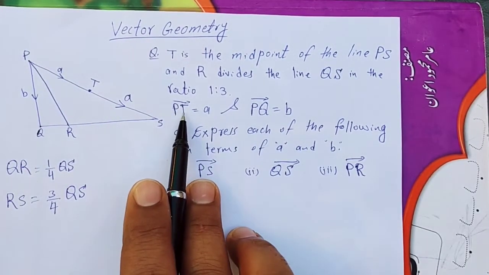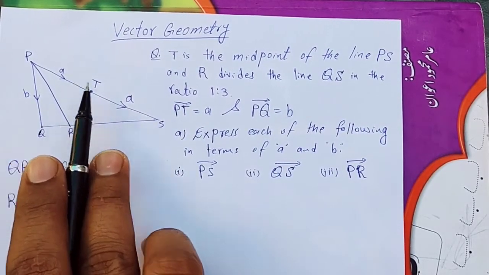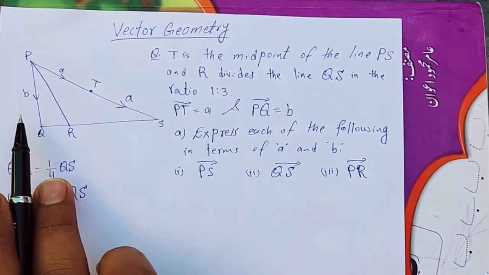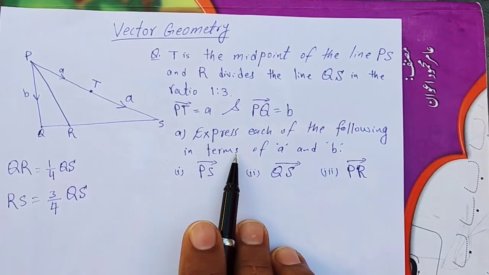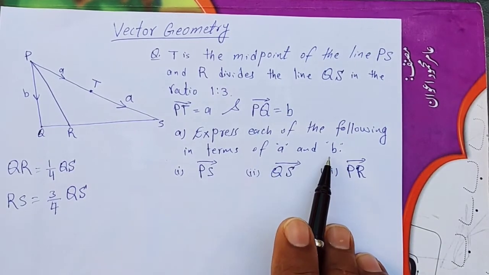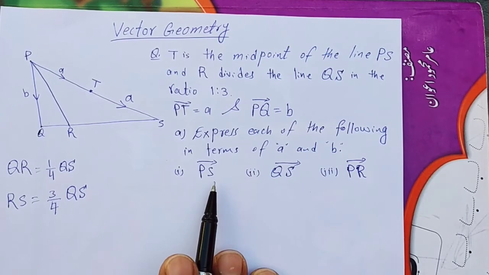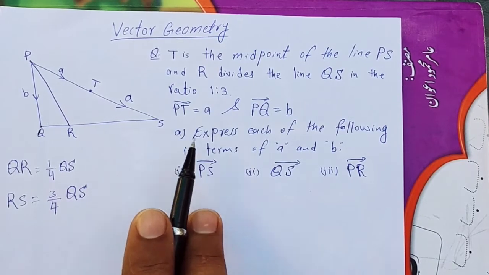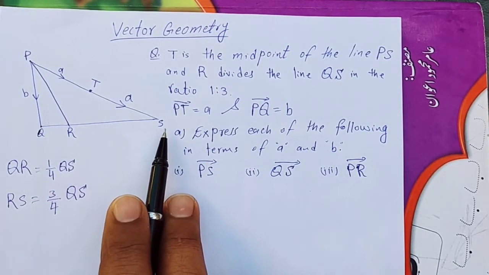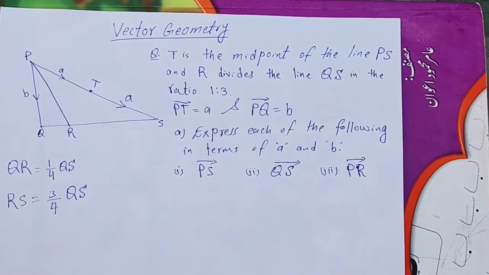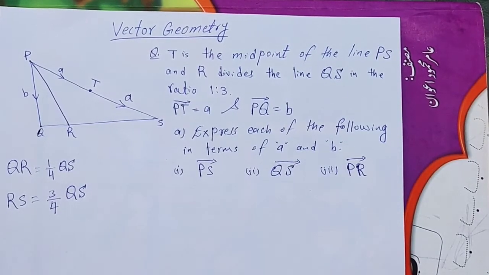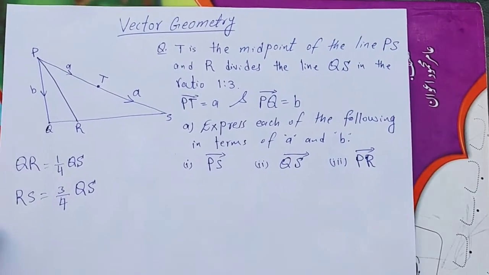Now they said PT is A, we know this one, and PQ is B, it is given. The question is: express each of the following in terms of A and B. What is PS? What is QS in terms of A and B? And what is PR? Let's start solving PS first. Now we understand the question, we can solve it.